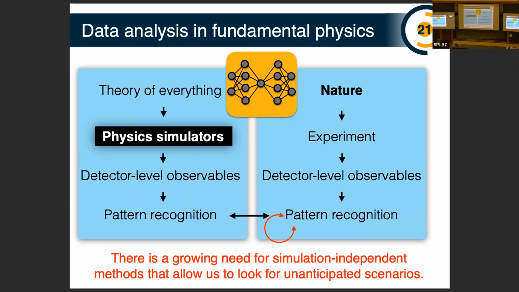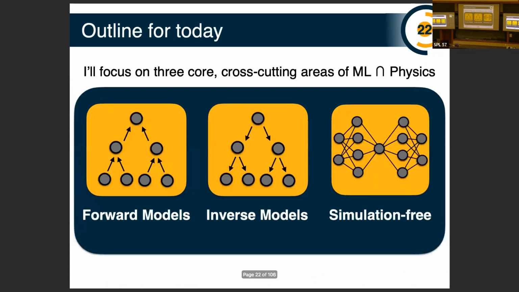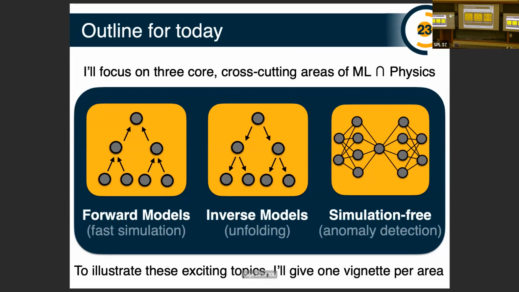And hopefully this picture will make sense as the talk goes on. Okay, so I'm going to talk about these three core areas at the intersection of machine learning and fundamental physics. Forward models, or generative models or simulations. Inverse models, or doing inference with these simulations. And then simulation-free approaches. Okay, and I'm going to do so by telling you one vignette per area.